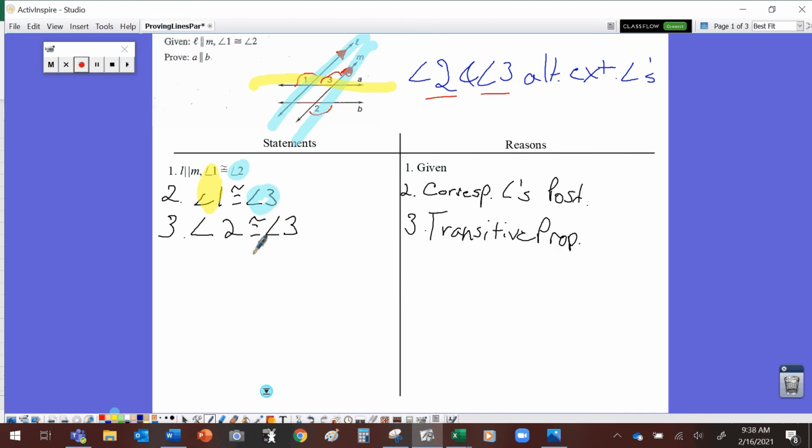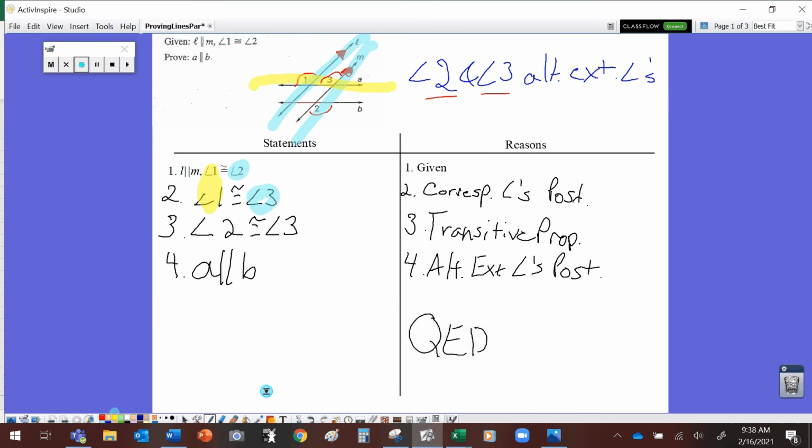Okay, now we have angles 2 and 3 are congruent. Angles 2 and 3 are alternate exterior angles. That's enough to say that line A is parallel to line B, because of the alternate exterior angles postulate. And we can abbreviate it as alt ext angles postulate. Now guys, that's it. We use the properties that we have to get the angles that we want congruent, and that's enough to show that those lines are parallel. So we can say QED, and this proof is complete.